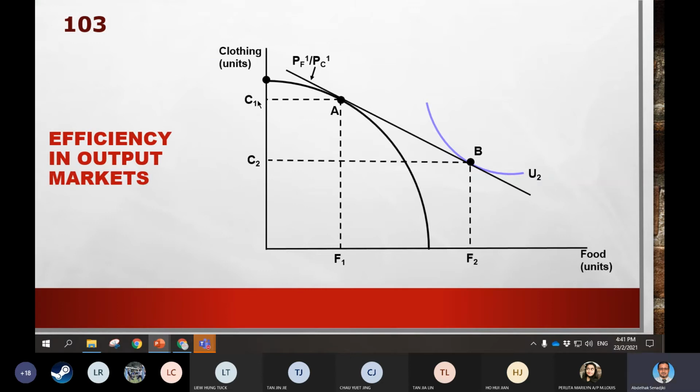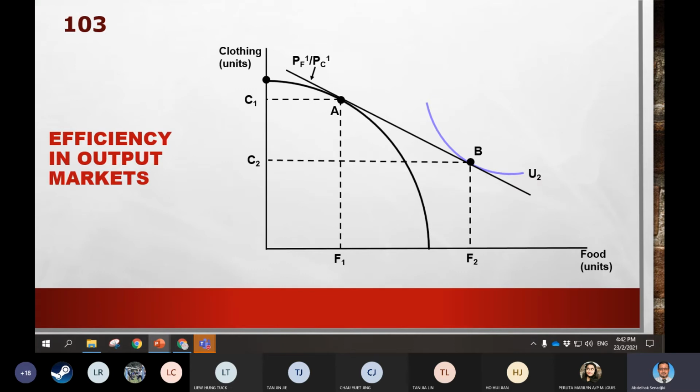So here, first, the producer will produce at A. At A, you can see the MRT is tangent with this line. But for consumers, this is the indifference curve, where it is tangent to the line PF1 divided by PC1, here at B, where they can maximize satisfaction at a higher indifference curve, U2.